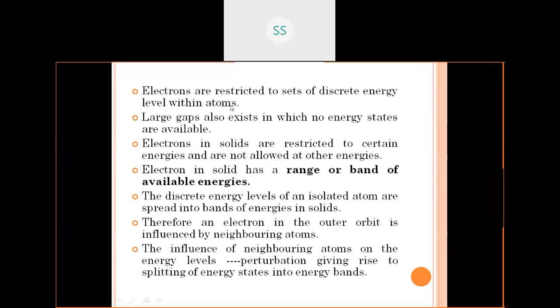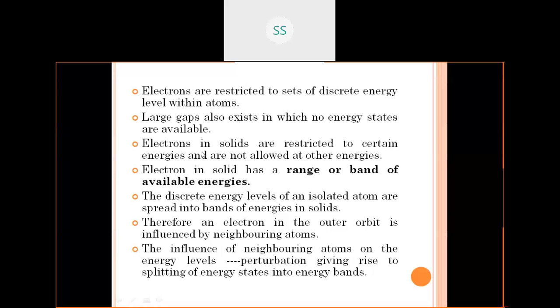And along with that, the important point about these atoms was that whatever electrons were there inside the atom, they are restricted to some sets of discrete energy levels within the atoms. And another interesting thing is that the energy levels were not closely or compactly filled. Some large gaps were also observed in between the energy levels, where no energy states are available.